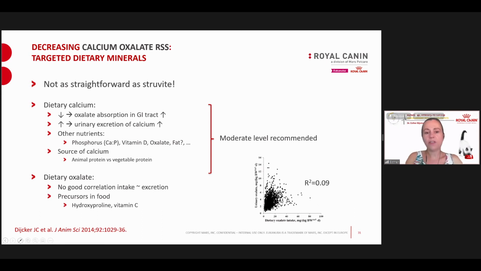Dietary oxalate is even more confusing, unfortunately. There's no good correlation between intake and excretion of dietary oxalate. And there are also multiple precursors of dietary oxalate. Hydroxyproline, the part of a protein source that we can use in the diet, and vitamin C both contain lots of precursors of oxalate, which can then be produced in the liver.